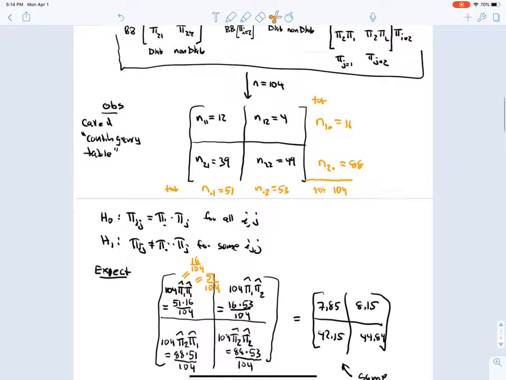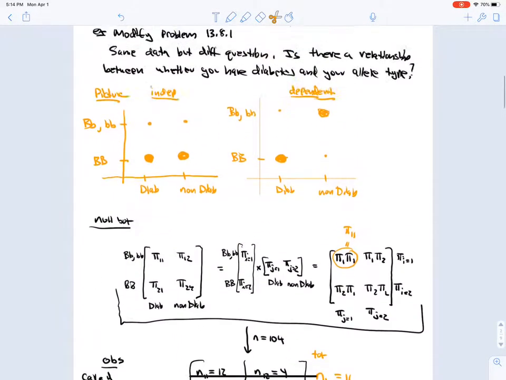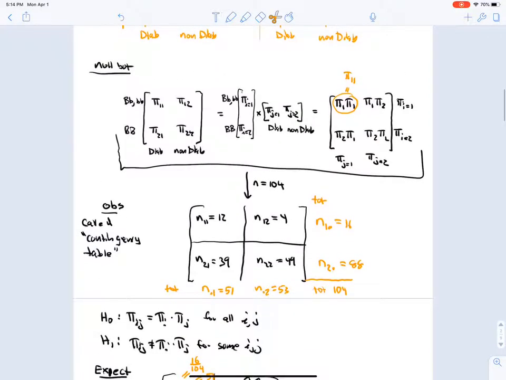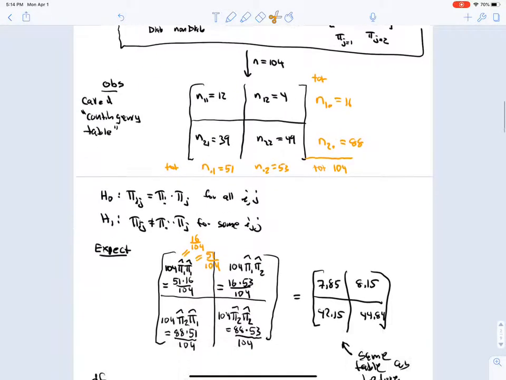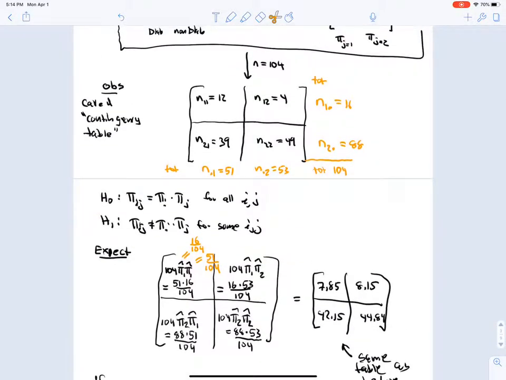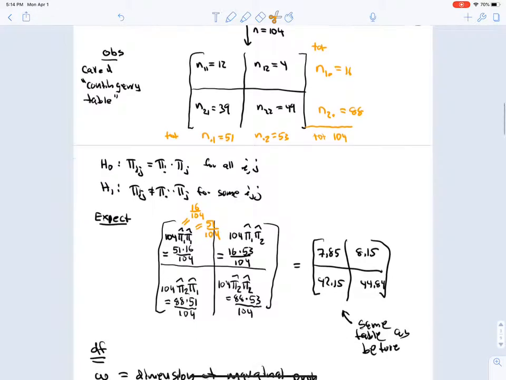So we can estimate pi i and pi j in a very natural way, like we discussed for a test of homogeneity. So pi i equals 1 hat would be 16 over 104, and pi j equals 1 hat would be 51 over 104, and so on. So doing this, we get the same expected table that we got before.